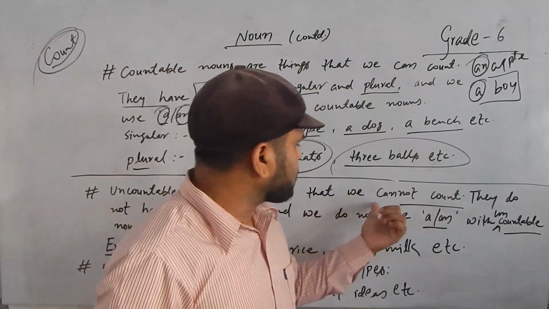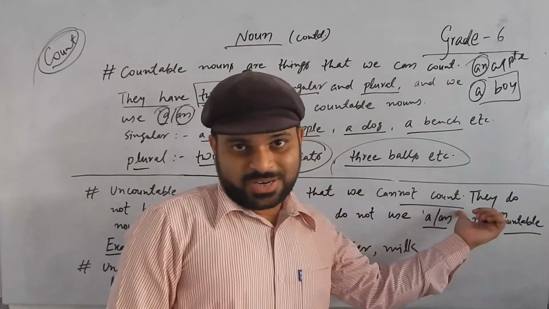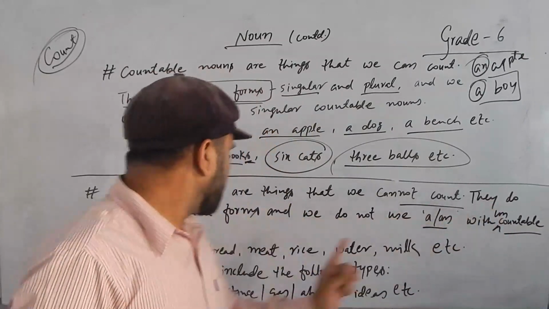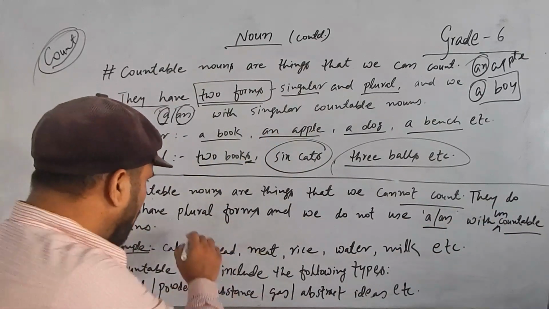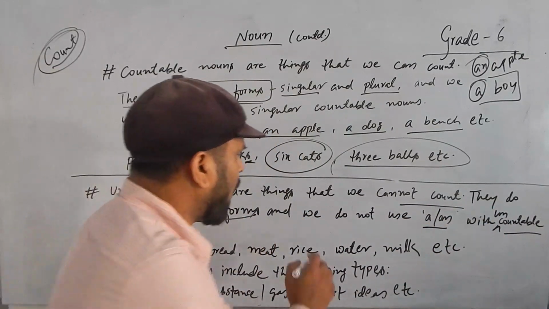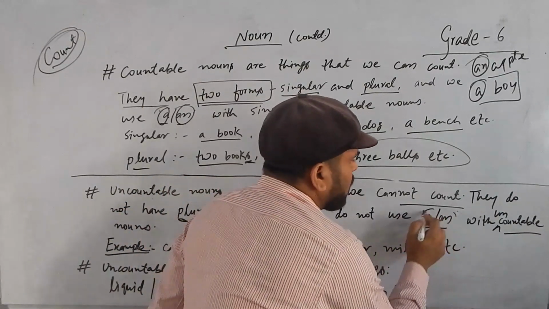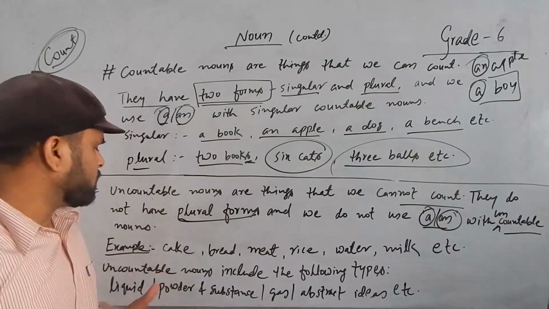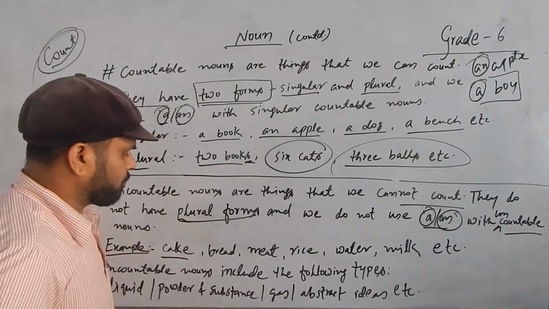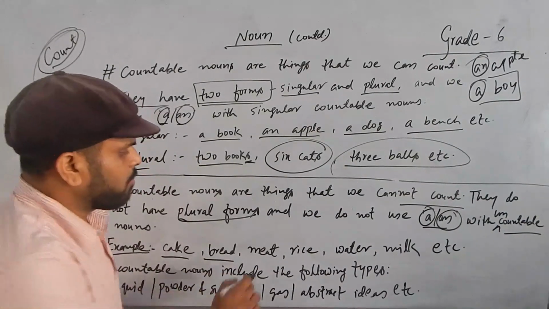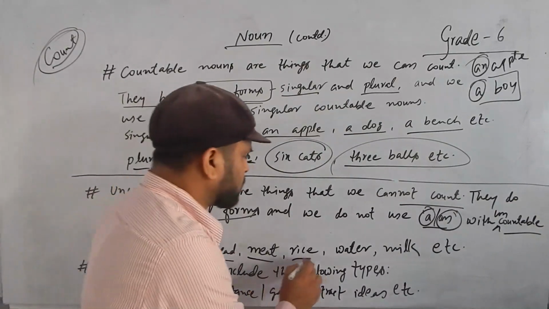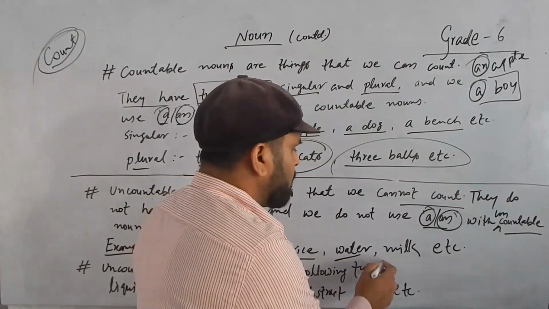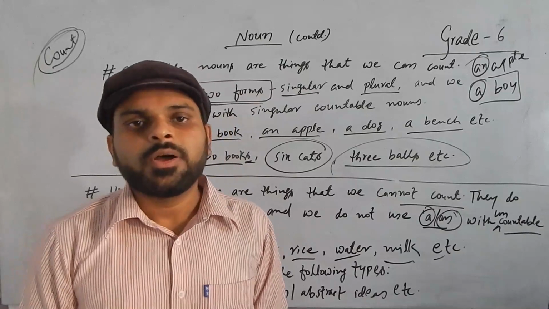Uncountable nouns are the things that we cannot count. First thing, they do not have plural forms. Second thing, we do not use a and an with uncountable nouns. For example, cake, bread, meat, rice, water, milk, etc.